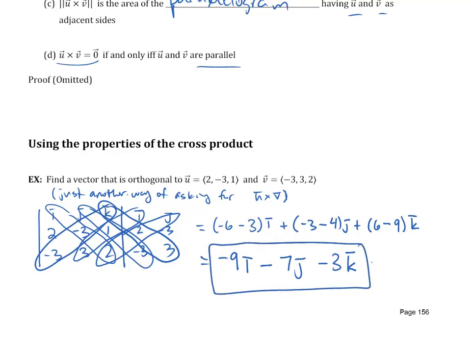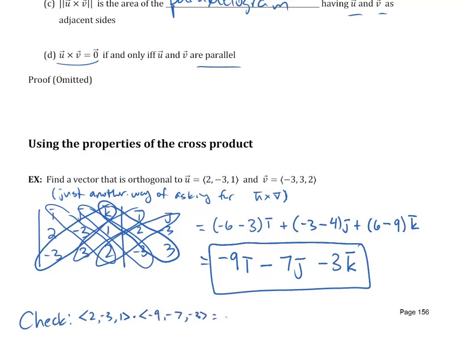That vector is orthogonal to both of those. Now, how would you show that it's orthogonal? Do you remember from the dot product section, the way that you show two things are orthogonal is taking their dot product, right? So what happens if I do this vector right here crossed with u? That is, let's take 2, -3, 1, dotted with -9, -7, -3.